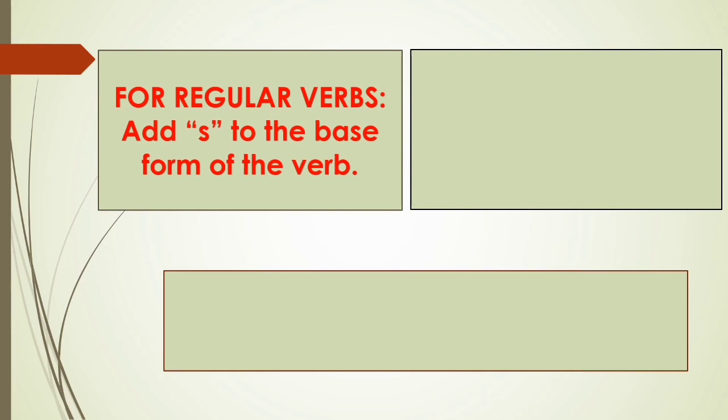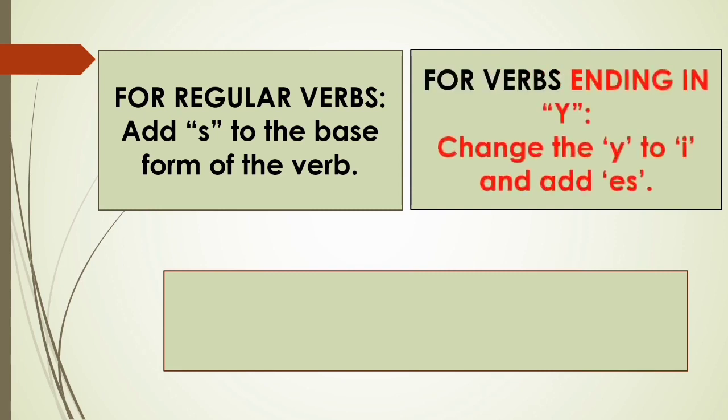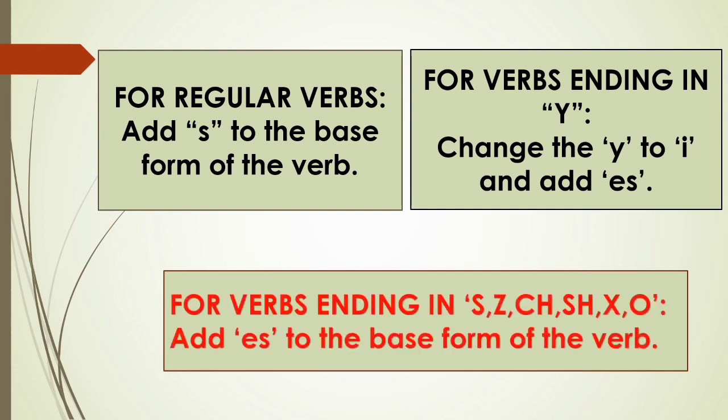Okay, before we proceed to our discussion, let's have a quick review about simple present tense spelling rules for the third person. For regular verbs, add s to the base form of the verb. So for example, sit, sits. We add s. Next, for verbs ending in y, change the y to i and add es. For example, cry, cries. We add es. And the third one is for verbs ending in s, z, ch, sh, x, and o, add es to the base form of the verb. For example, watch, watches. We add es.